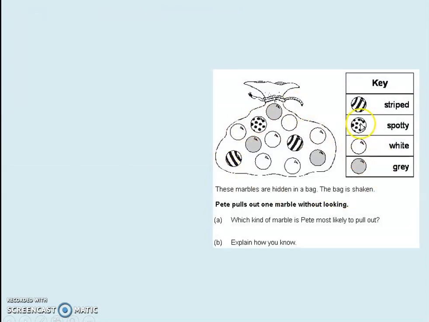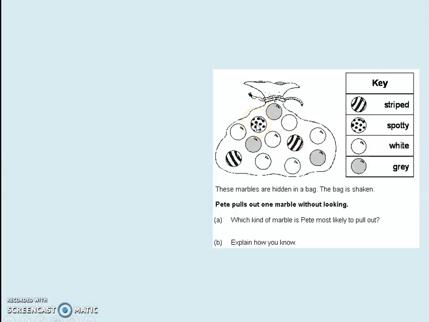These marbles are hidden in a bag. The bag is shaken. Pete pulls out one marble without looking. Which kind of marble is Pete most likely to pull out? So if you consider how many grey balls are there? There are 3 grey balls. How many white balls are there? 1, 2, 3, 4, 5. So 5 white balls are there. How many striped balls are there? 1, 2. How many spotty balls are there? 1. So which kind of marble is Pete most likely to pull out?